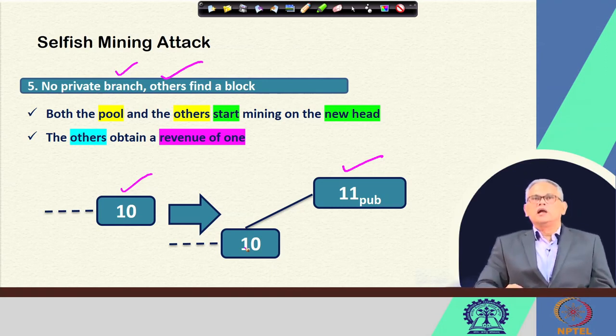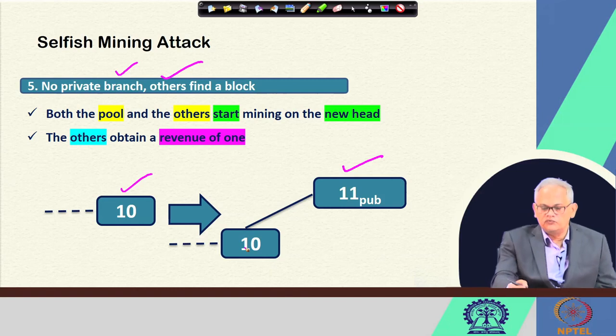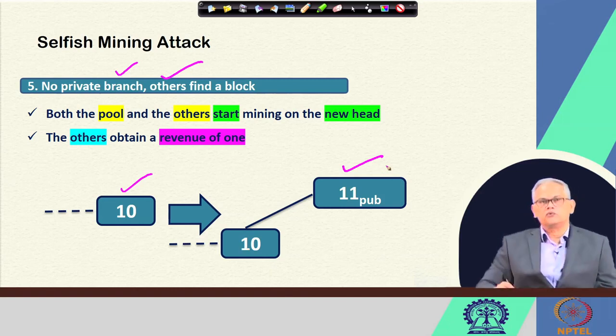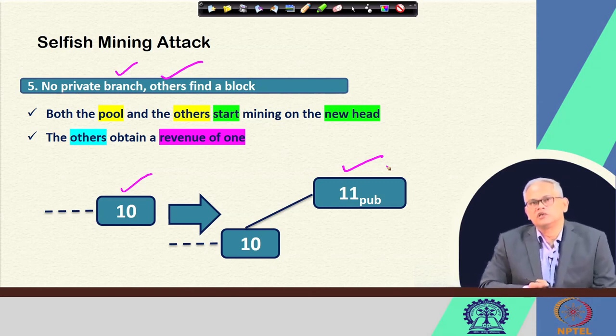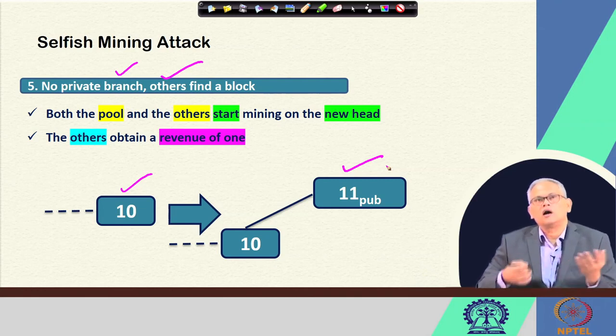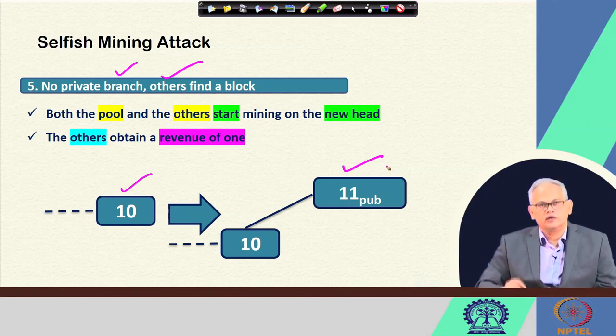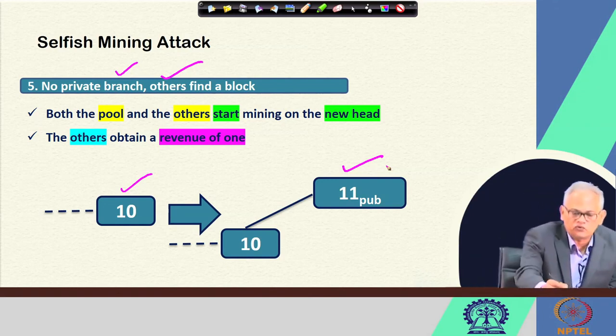So it means that the others will get a revenue for this one, which is equivalent to whatever Bitcoin is there for this one block. And now this of course is the head of the chain, and now the pool as well as the others will start mining on this new head. So that is fairly straightforward.